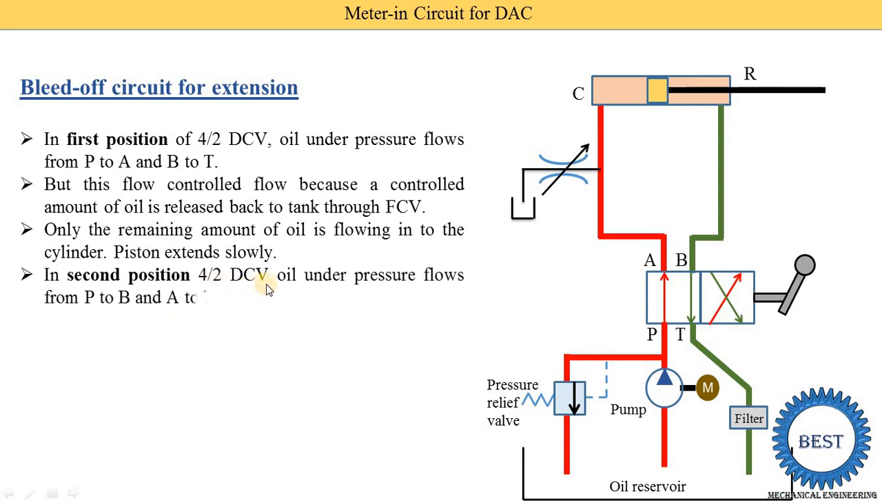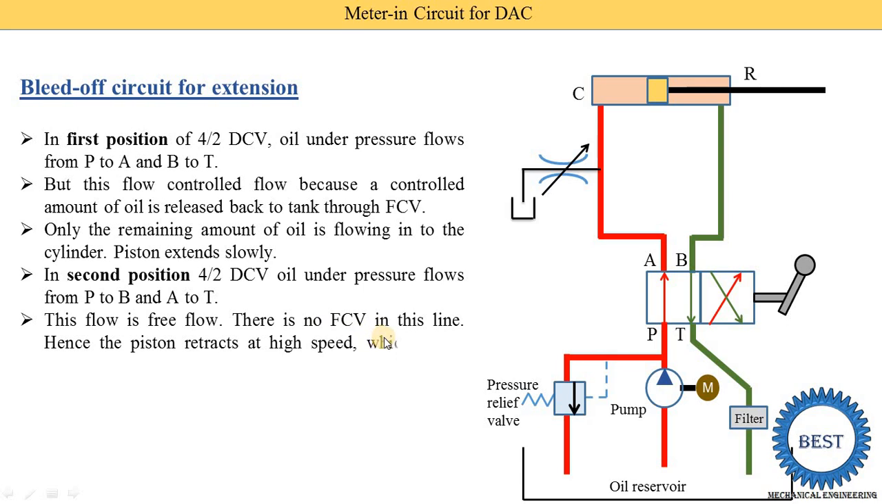In the second position of the 4/2 DCV, meaning when this directional control valve is connected in the second position, you see that the P port is connected with the B port and the A port is connected with the T port. So this flow is free flow. There is no FCV in the line, hence the piston retracts at high speed, which is not controlled. Oil enters from the P port to the B port, and then the oil is supplied to the rod end port. Then the oil enters and applies force on the piston, and the piston moves.